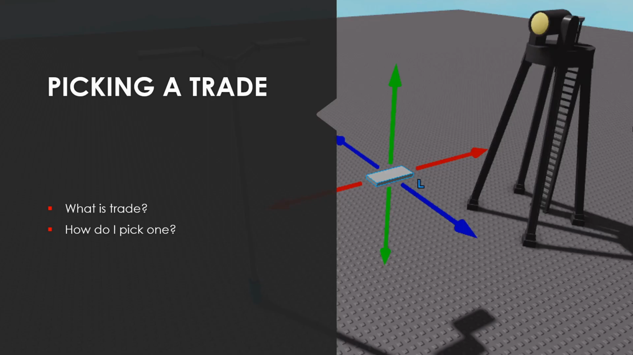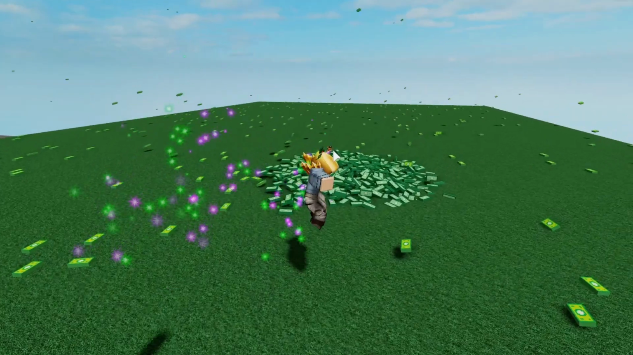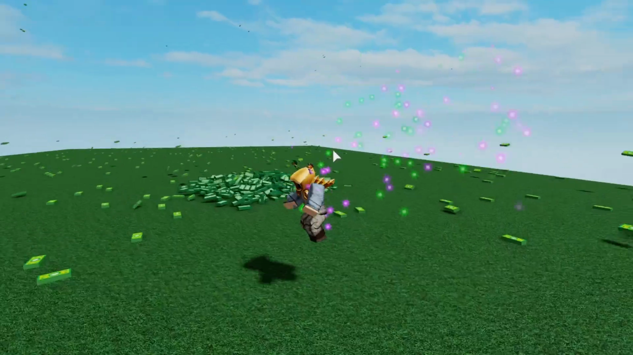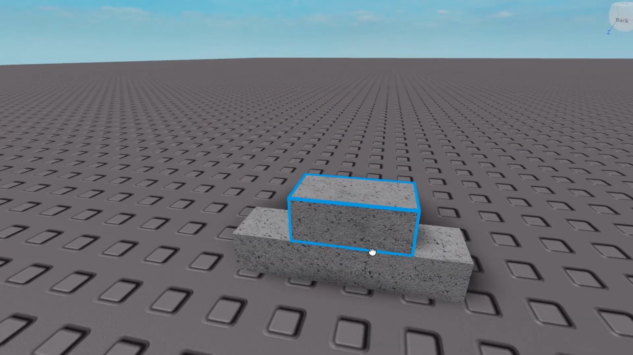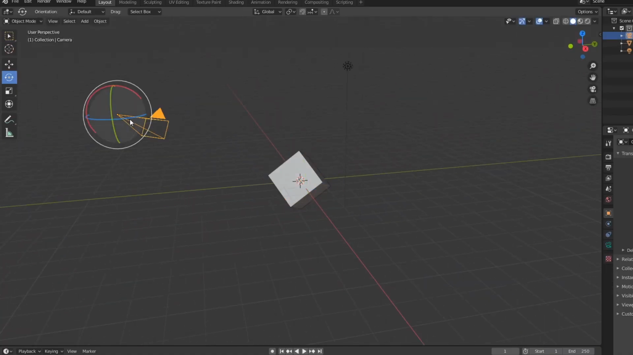So the first thing you need to do is pick a trade. Now, a trade is basically something that you learn along the way which can earn you money. Now, all of these trades make different amounts of Robux, okay? And they're also not as equally challenging when it comes to the learning curve.